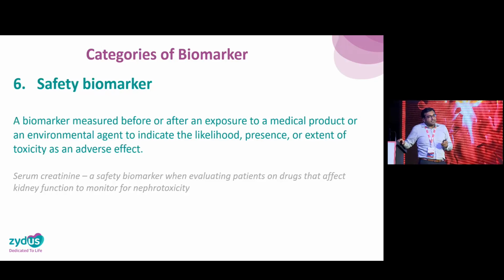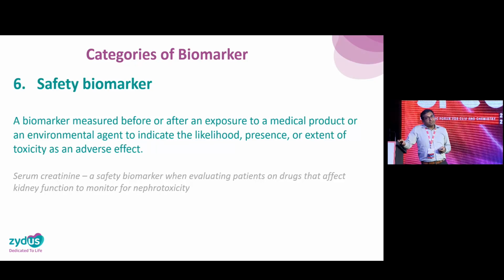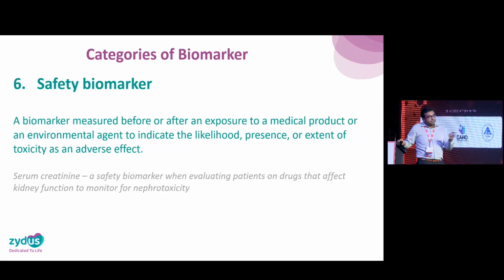A safety biomarker is a biomarker that is measured after the exposure of a medical product or environmental agent to indicate the likelihood of presence or extent of toxicity as an adverse effect. When we see nephrotoxicity or liver toxicity, creatinine or ALT, AST are examples of safety biomarkers.